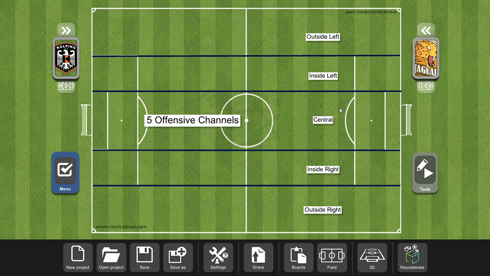This can be done through a number of ways, and we want to discuss the channels that exist on the field offensively and what we should be thinking when we're in the various channels. So first of all, there are 5 offensive channels. There are the outside channels, right outside and left outside channel. There are the inside channels, inside left channel and inside right channel, and then there's the central channel.